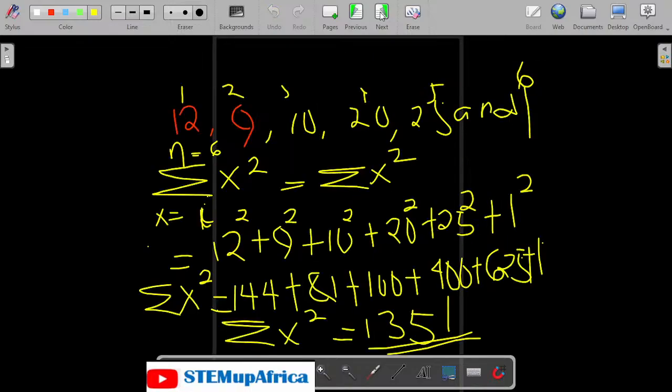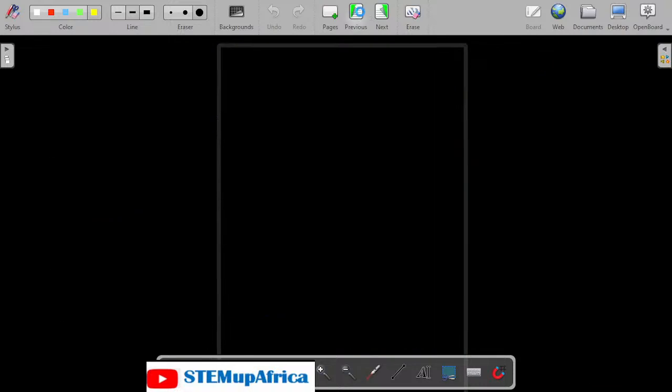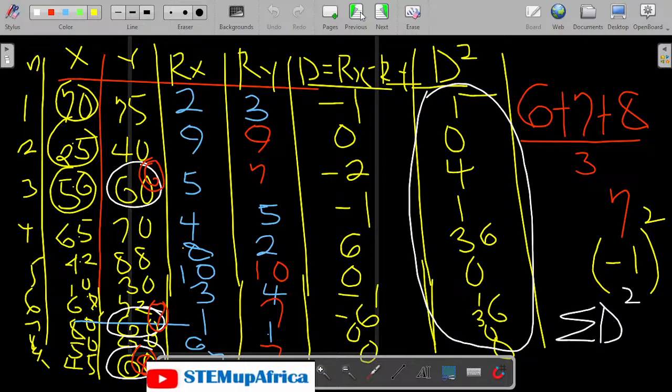Sir, please, on the d square, it seems that we omitted one number, 25. You say what? On the d square, it seems that we omitted one number, 25. Okay, let me check. I got 104, you got 79. I don't have 25 here. 6 minus 1, 6 minus 1. Look at it: 2 minus 3 is minus 1, 9 minus 9 is 0, 5 minus 7 is minus 2. I don't have 25. These are the numbers I have for my D.